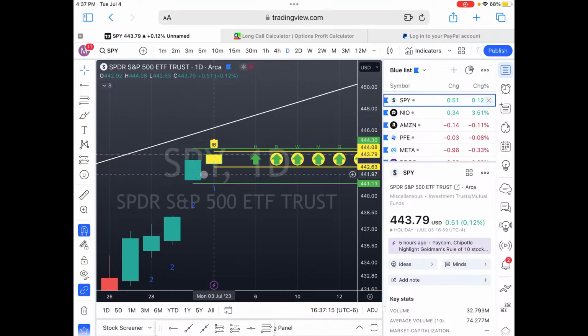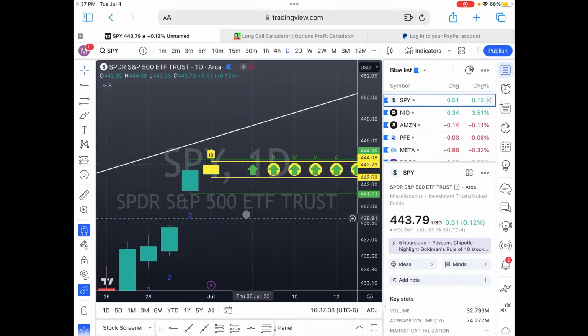So it's consolidating, it's tightening, and it almost creates like an inverse broadening formation, or what you might want to call a flag. So basically, if we drew lines here, it would end up being like a triangle with the point of the triangle being here. And we're looking for a breakout of that triangle. So we're looking for a break of 444.08 to the upside or 442.63 to the downside. Okay, and then we put targets in, and the targets are just the high of the previous wick or the low of the previous wick.